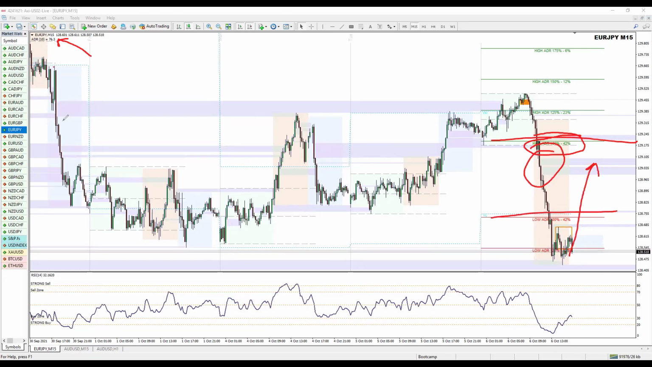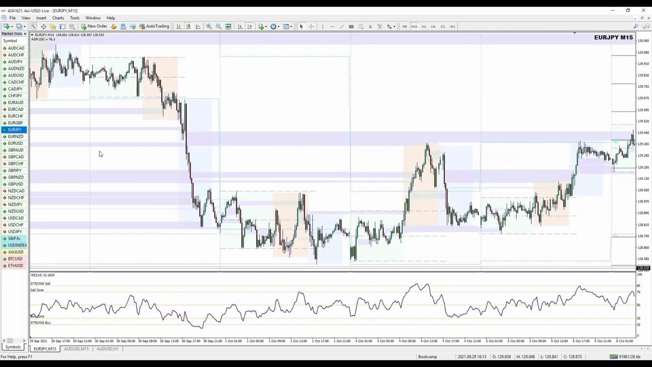Yeah. So look at this big push. This was an ADR push here. There's a good example here. Let's just scroll back a little bit. Okay. So the average daily range is 76 pips. It might have been 75, 74, whatever here. But you can see what it was doing.